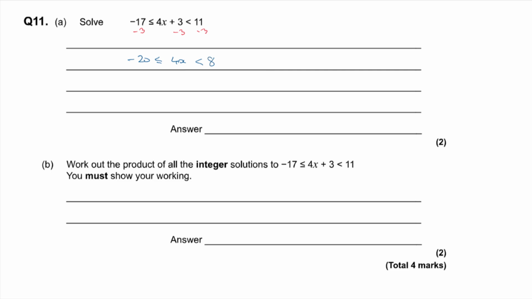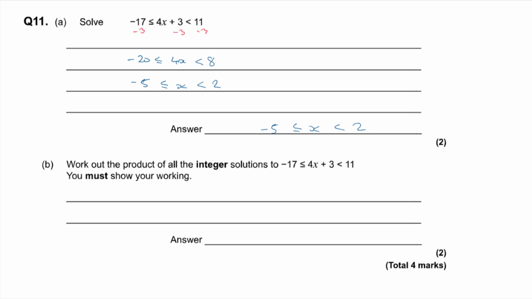Okay, and then dividing everything through by 4, I'm going to get -5 is less than or equal to x, which is less than 2. Now this question doesn't want us to faff around with finding integer values, so that's just my final answer.